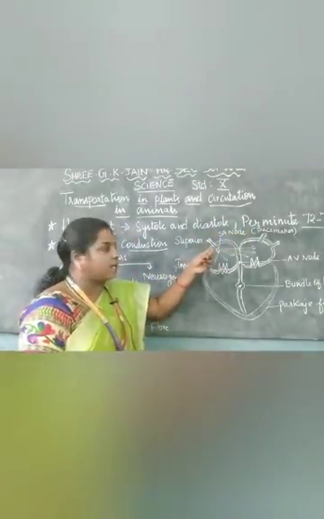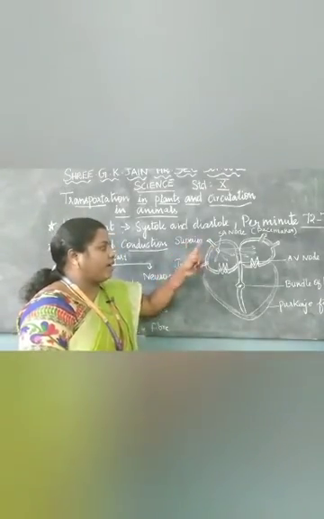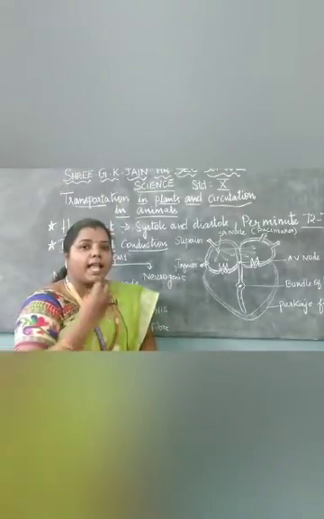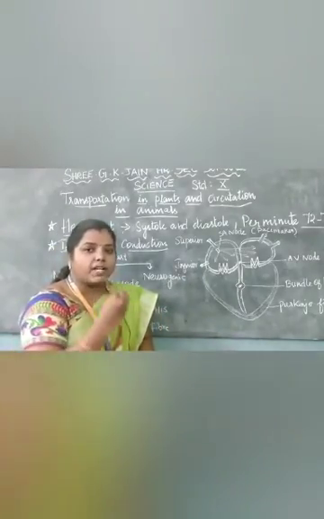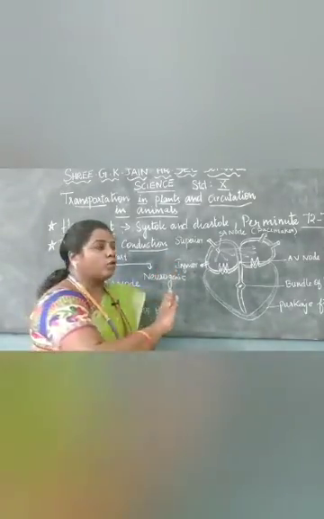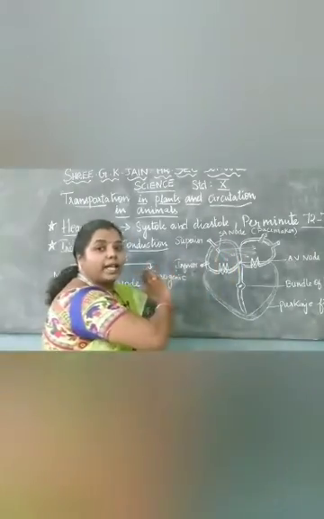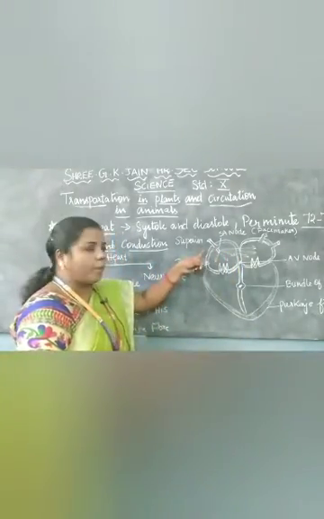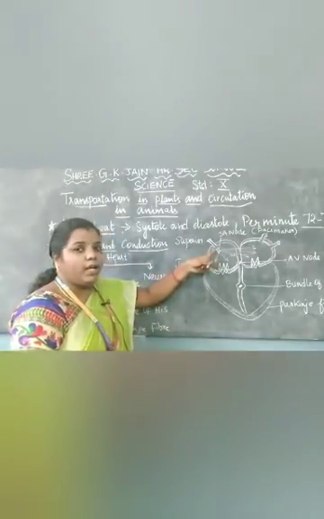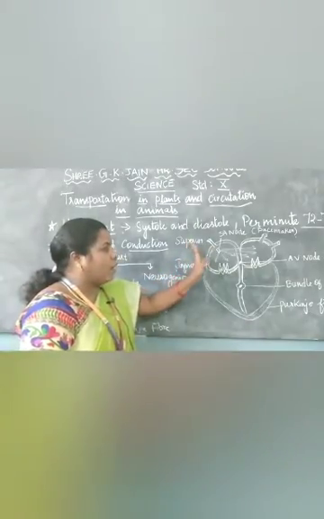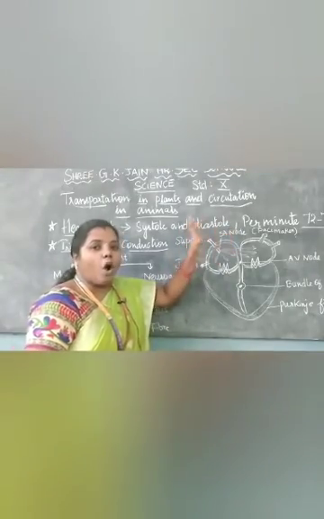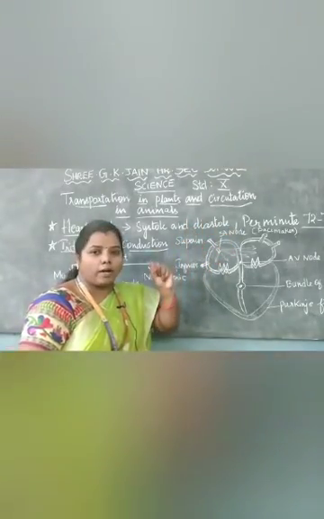Where is the SA node present? It is present nearer to the superior vena cava. In this SA node, electrical impulses are automatically initiated. Those electrical impulses from the SA node easily spread throughout the auricles, the atria, at the top layer. When they have spread, the auricles automatically start to contract.